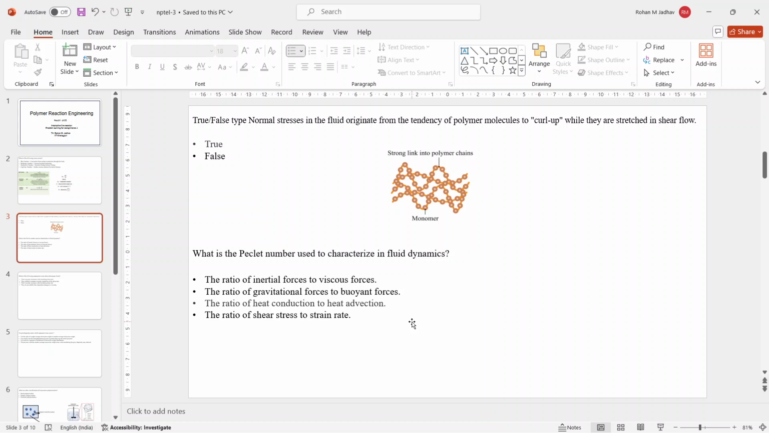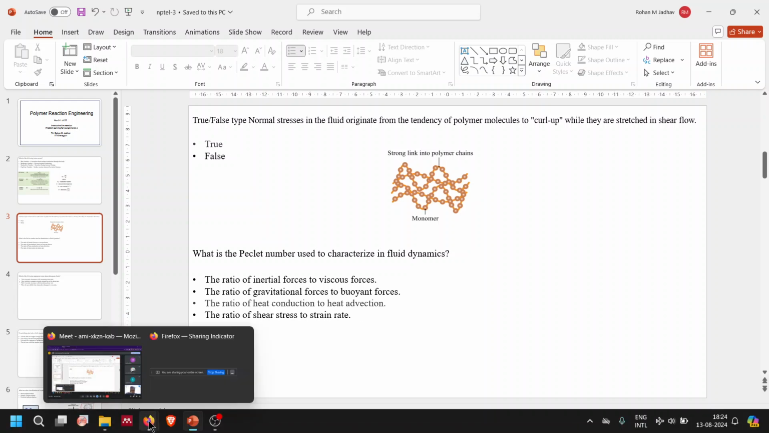So with respect to that, you define the Péclet number. The rate of advection of a physical quantity by the flow, to the rate of diffusion of the same quantity driven by an appropriate gradient, is what you can define as the Péclet number. And its definition can be given as the heat conduction to the heat advection.